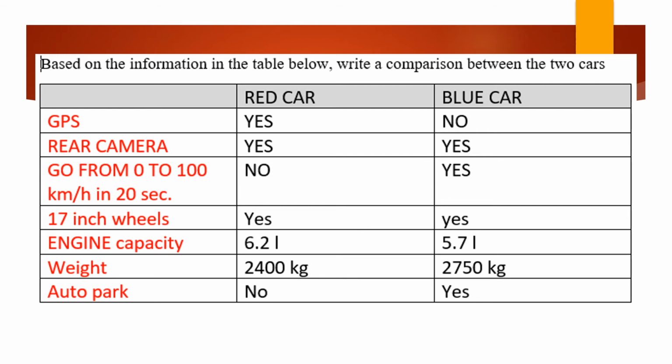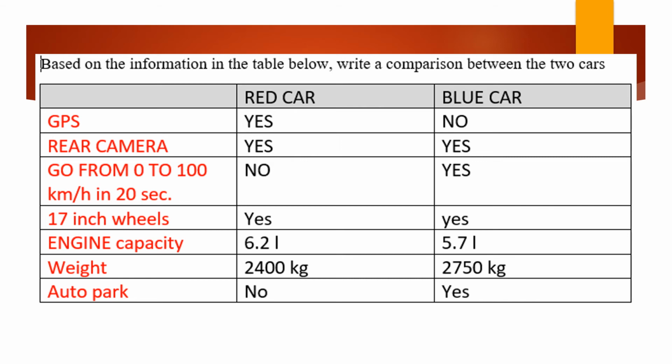Okay, now let's move to writing. And in writing, we need to compare between two things. So based on the information in the table below, write a comparison between the two cars. We have a red car and a blue car. Okay, let's look at the first point.